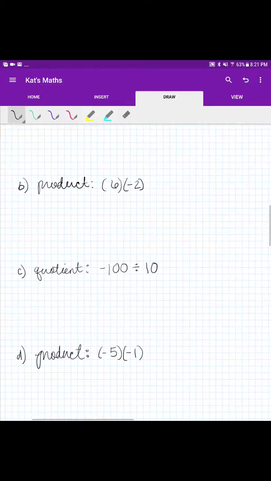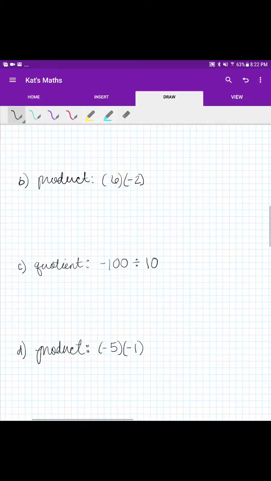The next one is find the product. So you've got a +6 times a -2. Again, you could start with just the simple multiplication. So 6 times 2 is 12. And you have a positive times a negative, which makes a negative.